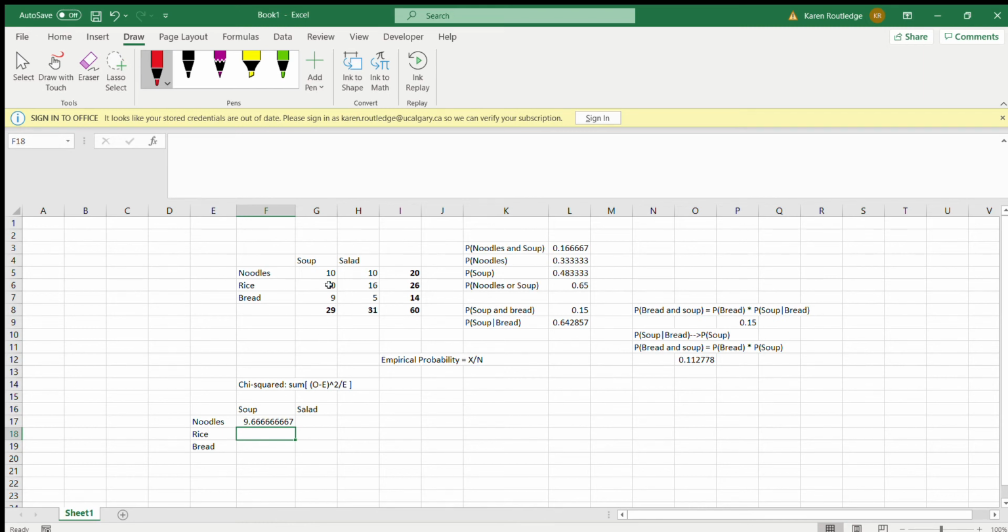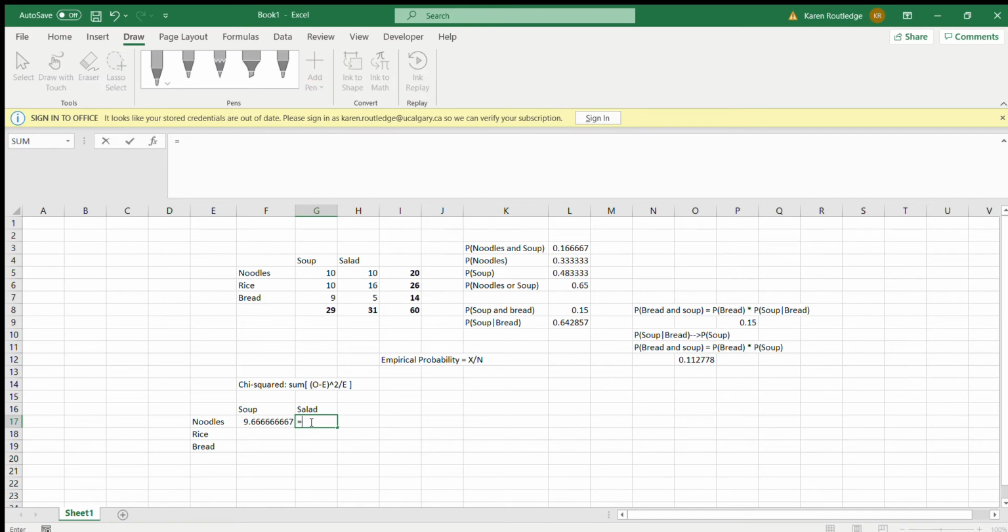And we can see that 9.6 is actually pretty close to our 10. We do not round this, by the way. It is perfectly legitimate to have expected values with decimals in them. Since our original data are counts, these cannot have decimals, otherwise it would not be a count, but our expected values, that is okay.